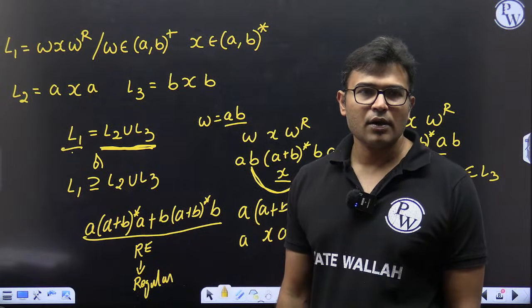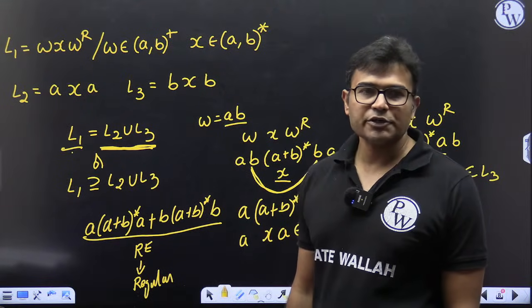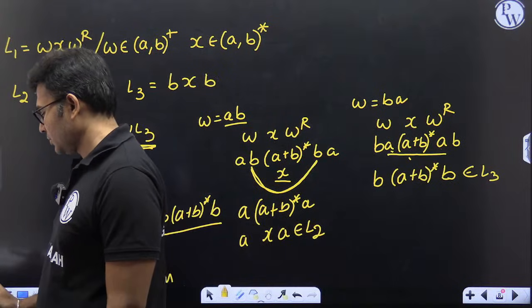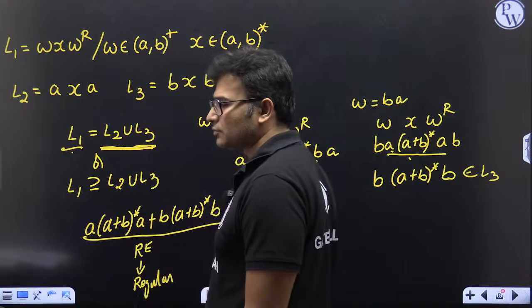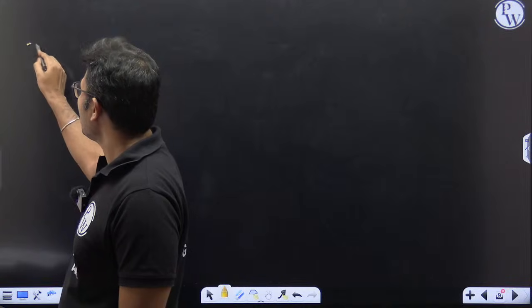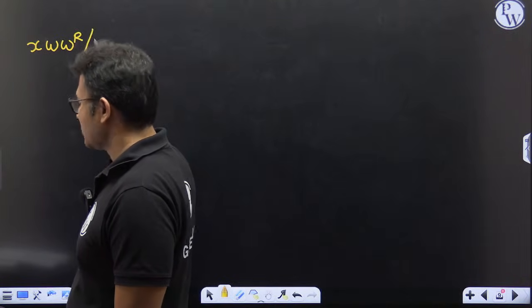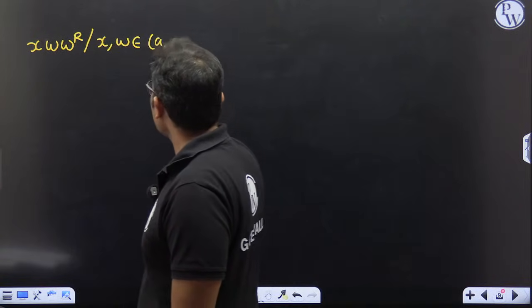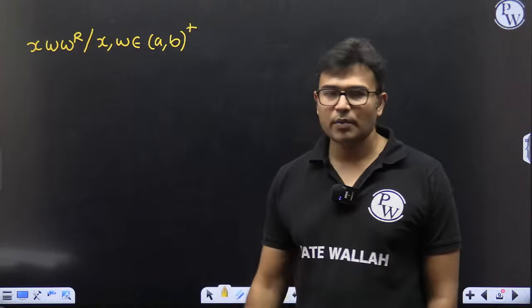Got it? Vikram, Prashant, Roshan. Got it? Okay. Answer this question. X, W, W^R such that X, W belong to (A, B)plus.